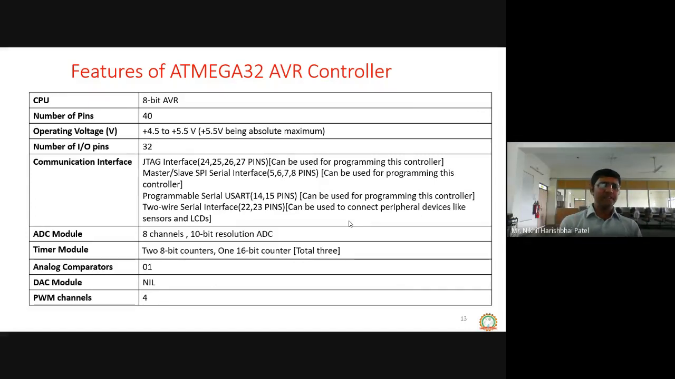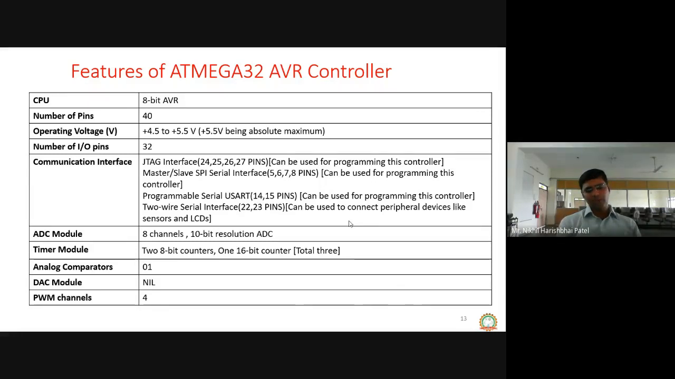Another main advantage is the communication interface features. These are not available in previous older controllers, but here we use a JTAG interface, the serial peripheral interface, programmable serial USART is also built into the controller, two-wire serial interface, I2C protocol supported, and another main advantage is the ADC module. Here the on-chip 8-channel 10-bit resolution ADC module is available, so we can connect 8 analog sensors at a time with 10-bit resolution. 2 to the power 10 is 1024. There is a high resolution in that. The accuracy is very high.